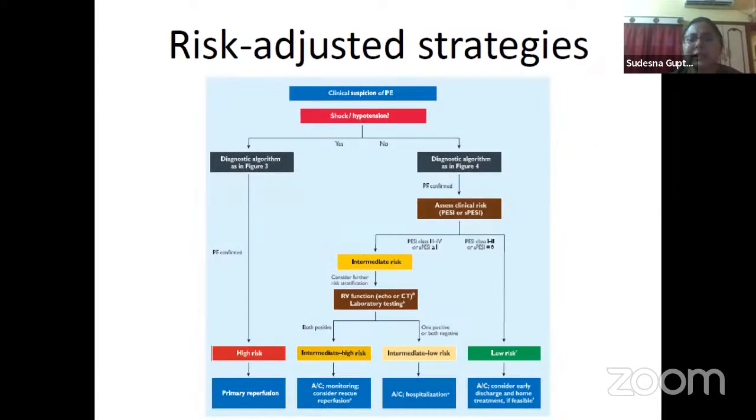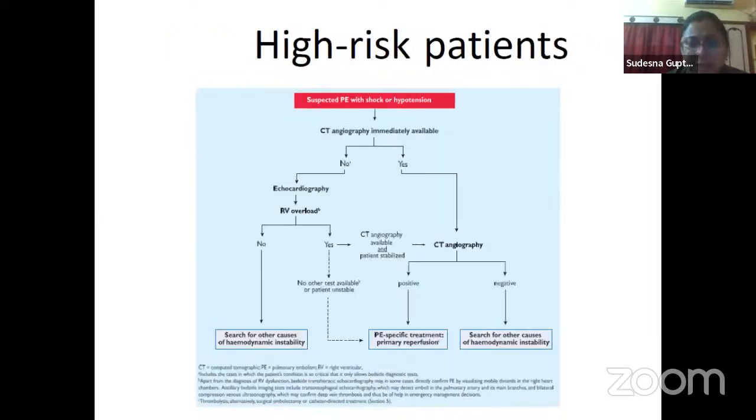If I see about the clinical suspicion of PE, I need to differentiate whether shock or hypotension is present or not. If shock or hypotension is not present, go with CT angio. If shock or hypotension is present, at least do an echo. If there is RV dilatation, classify the patient into high risk, intermediate risk, and low risk, and get the prognostic evaluation done based on the PESI score. Then consider either reperfusion or observation, or if it's a low risk patient, consider early discharge and observation at home only. If it's a high risk patient and CT angio is immediately available, you can go for it.